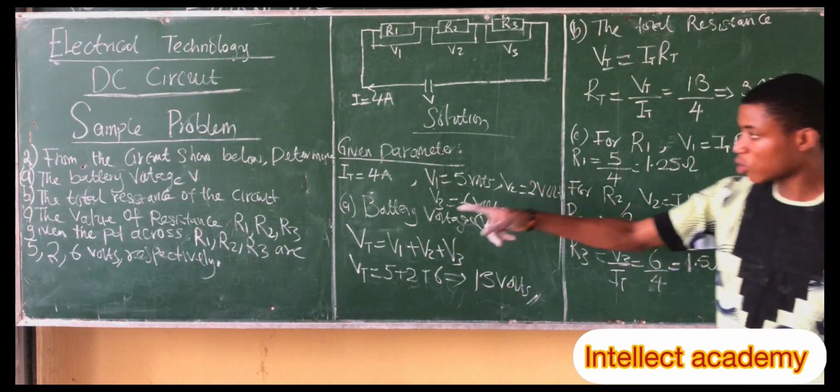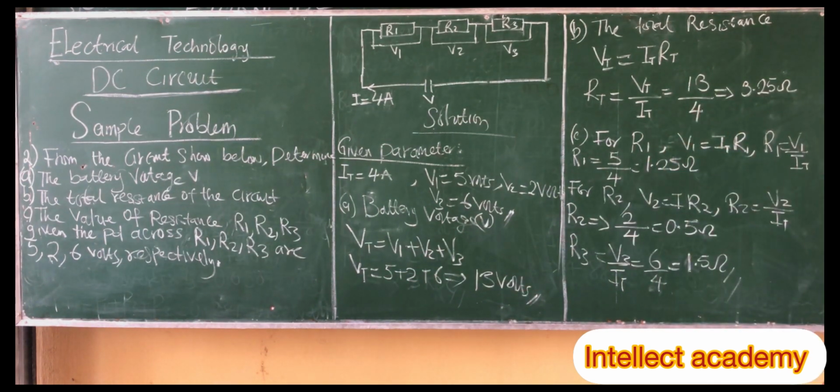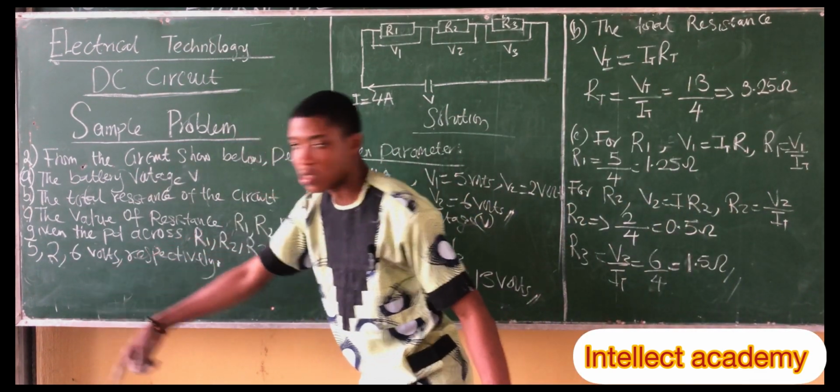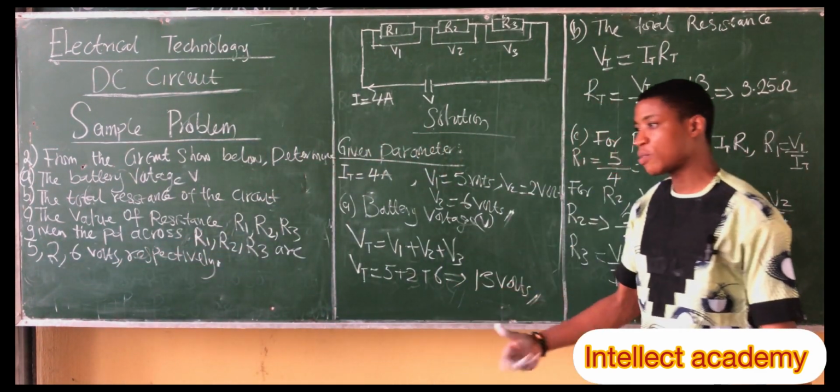The next concept was that we should calculate the value for the individual resistors. We did that by also applying Ohm's law, what we did here, knowing that the individual voltages are 5, 2, and 6 respectively. So the concept is easy.